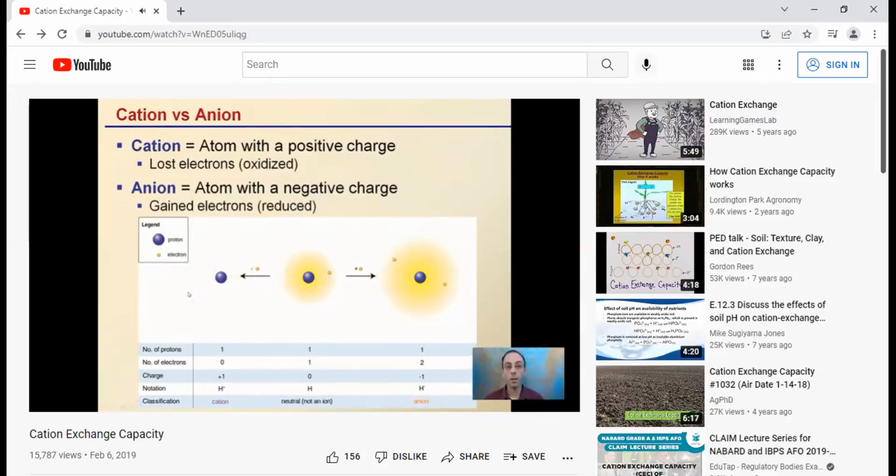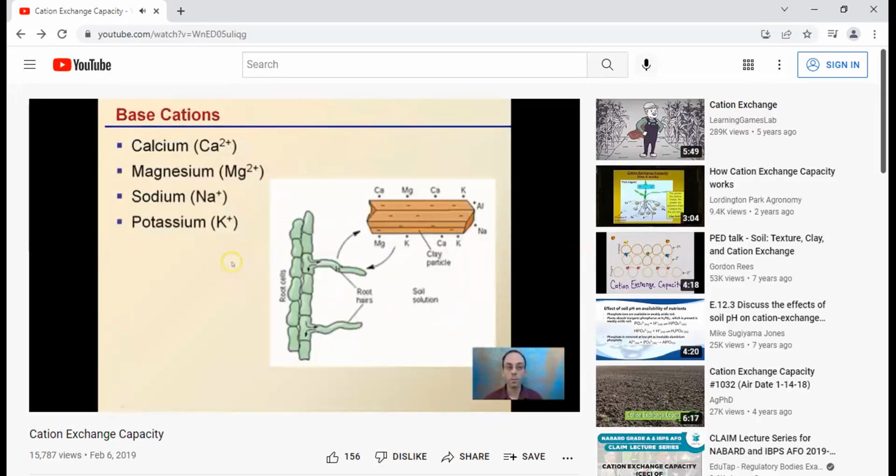Since this is cation exchange capacity, it's the ability for soils to exchange positive ions. Some of those base cations, as you mentioned, are important nutrients such as calcium, magnesium, sodium, and potassium. These are all cations that are interacting with roots and the negatively charged soil particles.